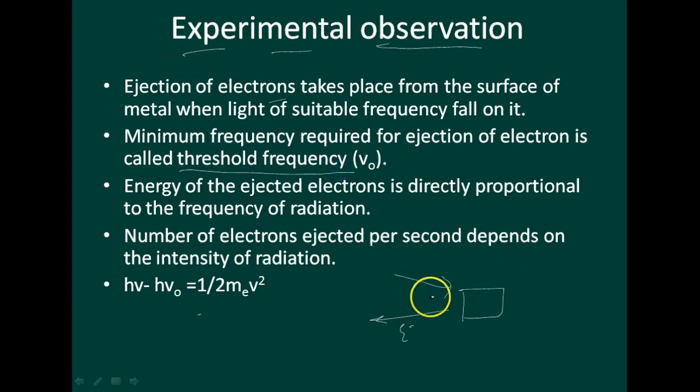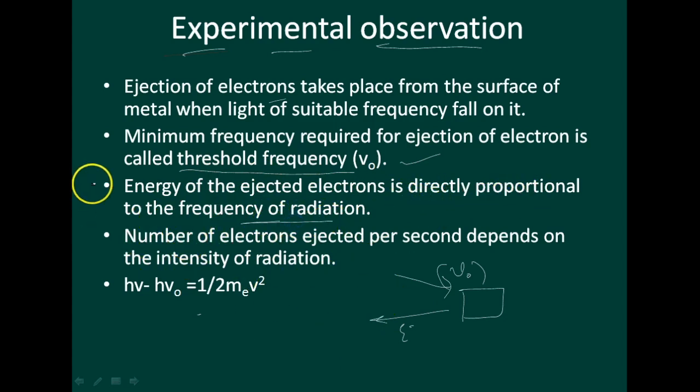So it is not emitting all the electrons from the metal surface. When a suitable frequency is incident on it, below that threshold no electrons will be emitted. Above that threshold frequency it will emit the electrons, so that is known as threshold frequency.